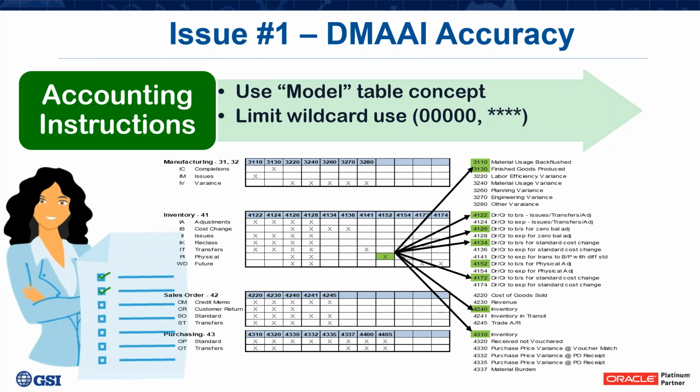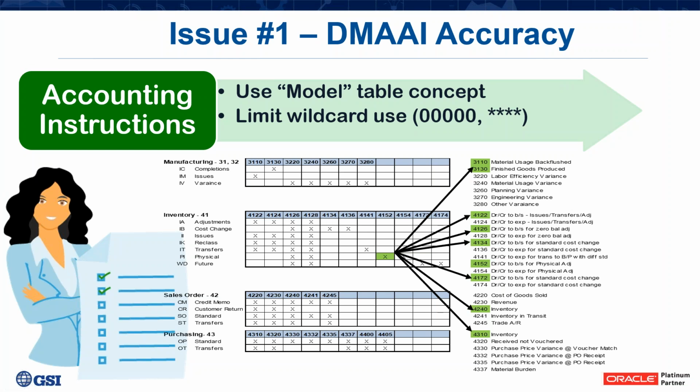So if we have GL class codes that are raw material, make sure that they're referencing the raw material account. Subassemblies, finished goods, all the GL class codes are set up accordingly. Once we have a vetted out model table, now we can go into all of these other DMAAIs, which are the balance sheet inventory side, and we can compare them to our model.